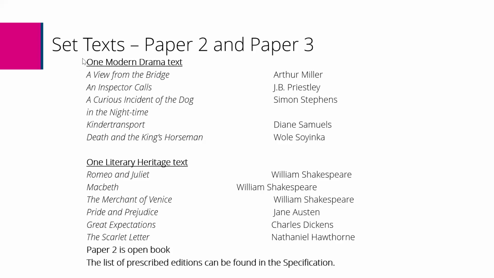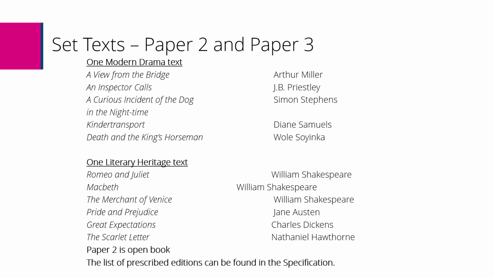So what are the texts? For papers 2 and 3, the modern drama text, the choice is from A View from the Bridge, An Inspector Calls, A Curious Incident of the Dog in the Night-Time, Kindertransport, Death and the King's Horseman. And for literary heritage, we've got Romeo and Juliet, Macbeth, The Merchant of Venice, Pride and Prejudice, Great Expectations, and The Scarlet Letter.